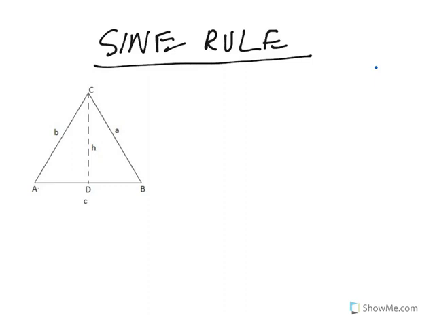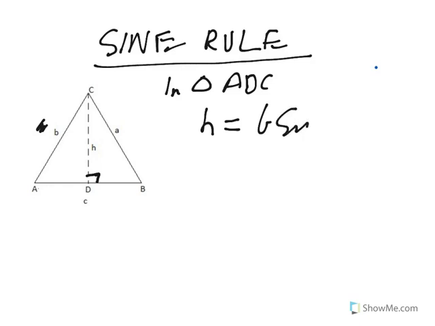So if we create a construction, and that's sort of done in the dotted line there, where we make h the height of the triangle, so we create a right angle triangle there, then if we use the triangle ADC, triangle ADC, and we use SOHCAHTOA, then h, that height, which is the opposite side, will be the hypotenuse, which in this case is b, times sine of that opposite angle, which in this case is A.